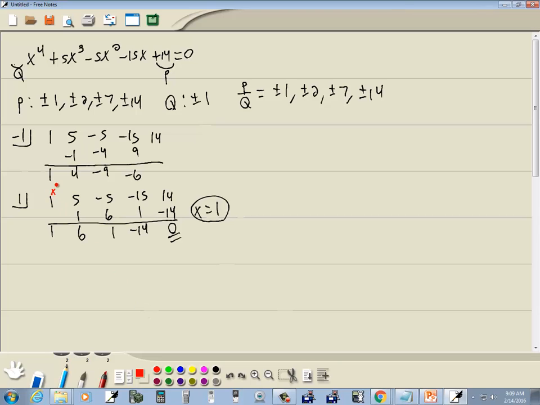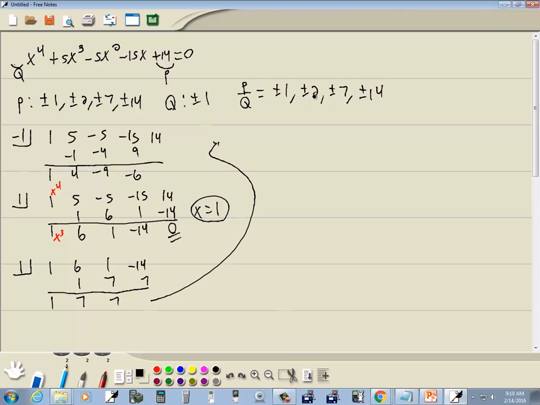Now this was x to the fourth, so now we're down to x to the third. Just because 1 worked the first time does not mean it won't work again. So you try 1 again, but you want to try it on the line you just found. You don't want to try it on the original line. It'll work all day long on that one. So we'll add, multiply, add, multiply, add, multiply. That's not going to work.